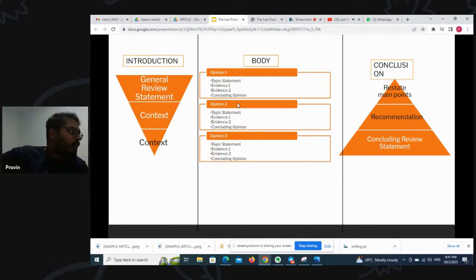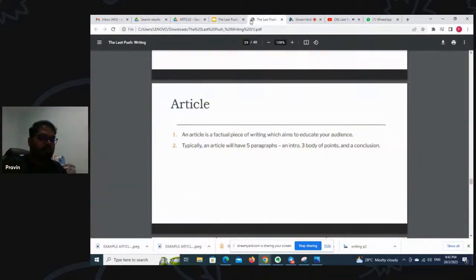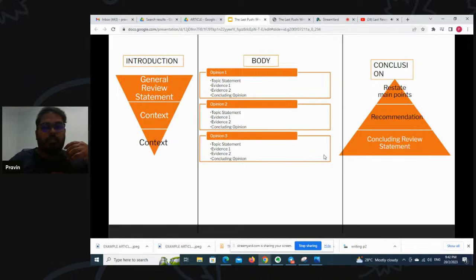So first, again, introduction, you give a general review statement. Context is you memberitahu what is it about. For example, dia suruh cakap review about a homestay. So your first statement, your ayat pertama kamu, homestays are very popular in Malaysia nowadays. Okay, so that is your first line. So your first line is that lah, homestays are very popular in Malaysia.